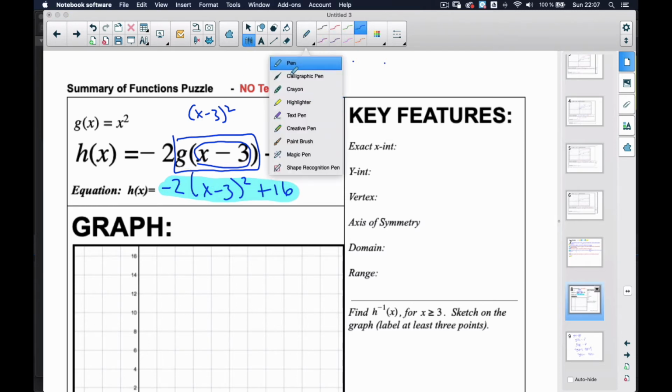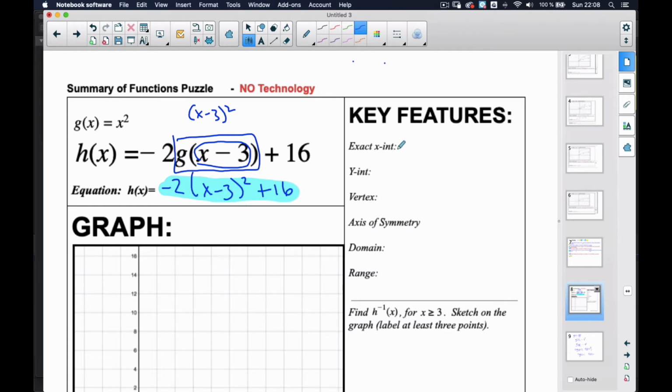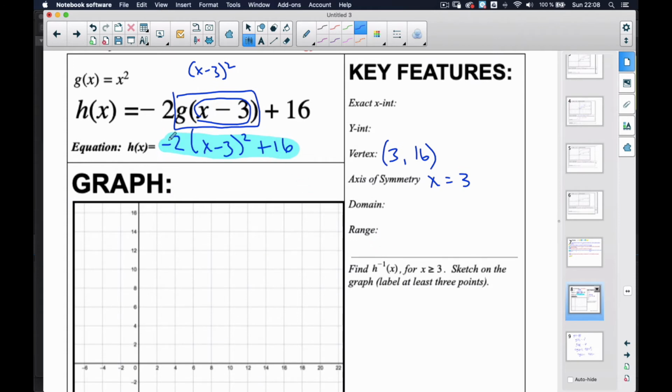And that you should recognize is just a quadratic function. And so we can find the exact x-intercepts, the y-intercept, the vertex. We read the vertex from the equation as 3, 16. The axis of symmetry is x is equal to 3. The domain, well, I know it's going to be going down, and if 3, 16 is here, it's going to be going down. My domain is going to be x is all real numbers. The range is going to be y is less than or equal to 16.